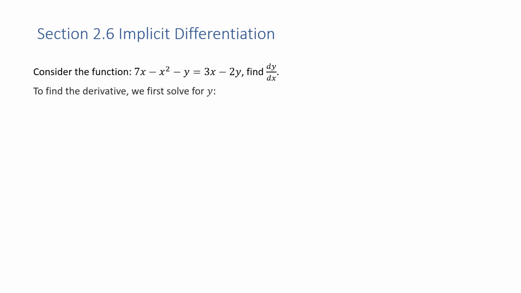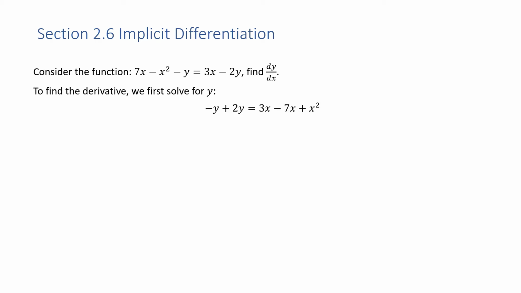To find the derivative, we first solve for y. Let's get all the terms that are y on the left-hand side, all the terms that are not on the right-hand side. So we'll add the negative 2y to both sides. On the left side, we'll get negative y plus 2y. And on the right-hand side, the 3x stays put. We have a minus 7x and plus x squared.